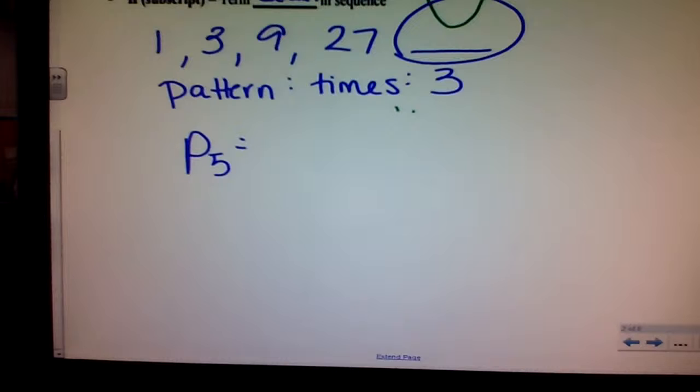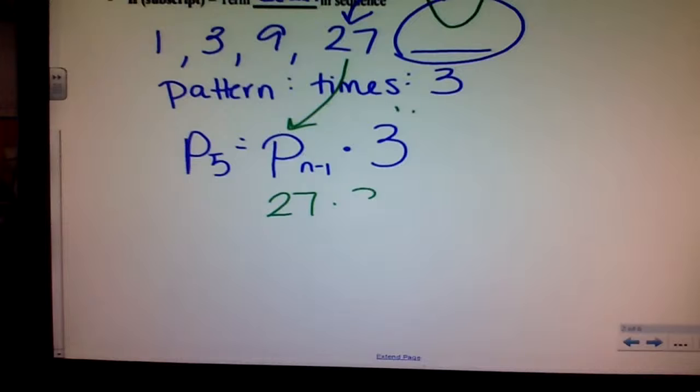I need to go backwards one space. P sub 4 times 3. So P sub n minus 1 tells me go backwards one space and then multiply by 3. So you went backwards 1, so that tells me to plug in 27 here, multiply by 3, and that gives me 81.